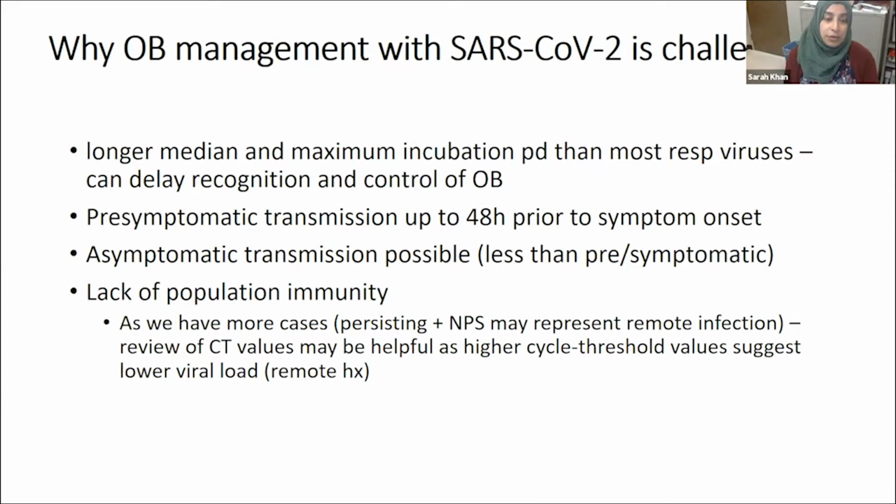And then the other challenge is that asymptomatic transmission is possible. That is likely less of a risk of transmission compared to a pre-symptomatic or symptomatic person, but it's still possible. And with vaccine, we may actually see more of that possibility occur. And then there's the lack of population immunity. Disease could spread rapidly in a completely non-immune population, which makes it a higher risk for you to actually end up with outbreaks.